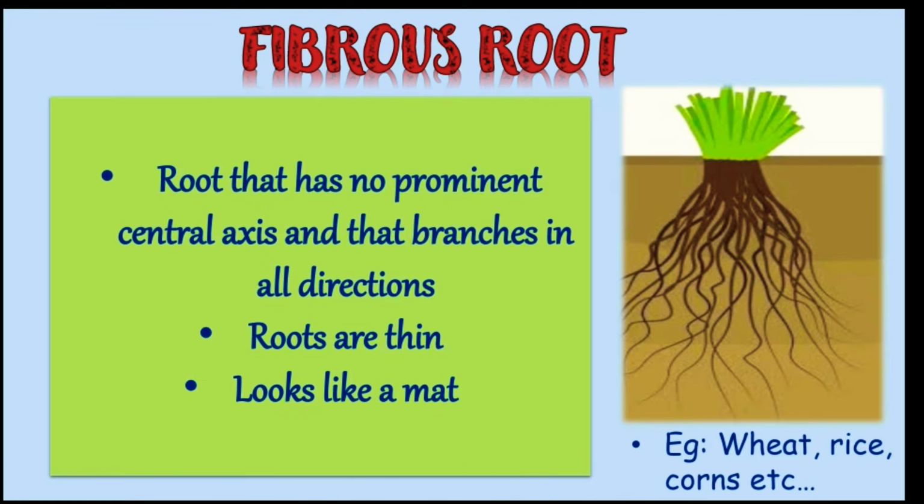Our next root is the fibrous root. These are roots that have no prominent central axis. As you have seen, the taproot has a dominant root. But here the condition is different. There is no prominent central axis and the roots branch in all directions. The fibrous roots are thin. They look like a mat. Examples are wheat, rice, corn, etc. These types of plants have fibrous roots.